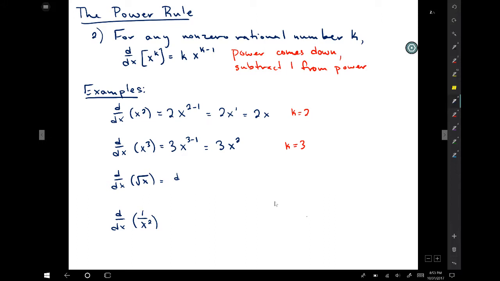Okay, if we look at the third example here, the derivative of the square root of x, we have to remember that the square root of x can also be written as x to the 1/2. So here our k is 1/2, and when I bring that out front, there's 1/2, and then I have to subtract 1 from the power, and 1/2 minus 1 is negative 1/2, so I end up getting 1/2 x to the minus 1/2, which is correct, but it's not very understandable, and we probably want to write this in a form that we can actually work with.